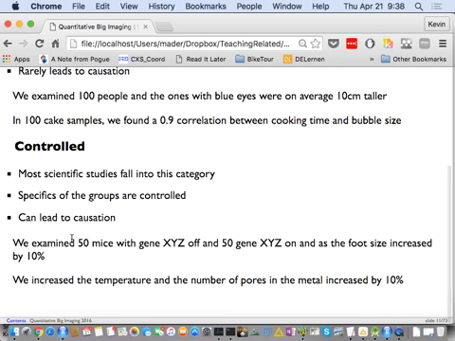You have the specifics of the group much more controlled, and this is much more likely to actually lead to causation, because in this group, the 100 cake samples might have had different batter. They might have been made in different countries, because some countries don't have as much heat or use fire, and other countries use gas ovens. And so trying to establish that correlation or that causation would be very difficult, because you simply have too many other variables and you don't know what their links might be.